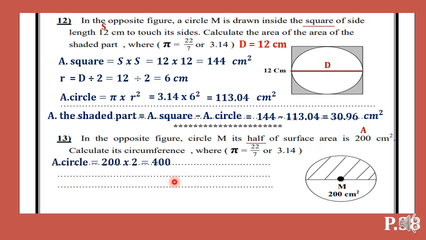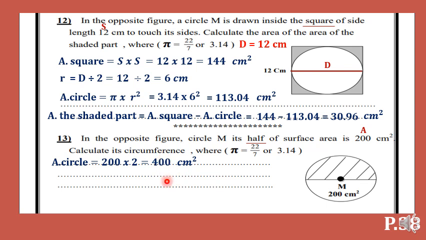Area of the whole circle equals 200 times 2. Why times 2? Because this 200 represents the area of just one part of these two equal parts. So to find the area of the whole circle, I'm going to multiply this 200 by 2, which is equal to 400 square centimeters. Here we have the area of the circle. I didn't find the circumference. I want to find it.